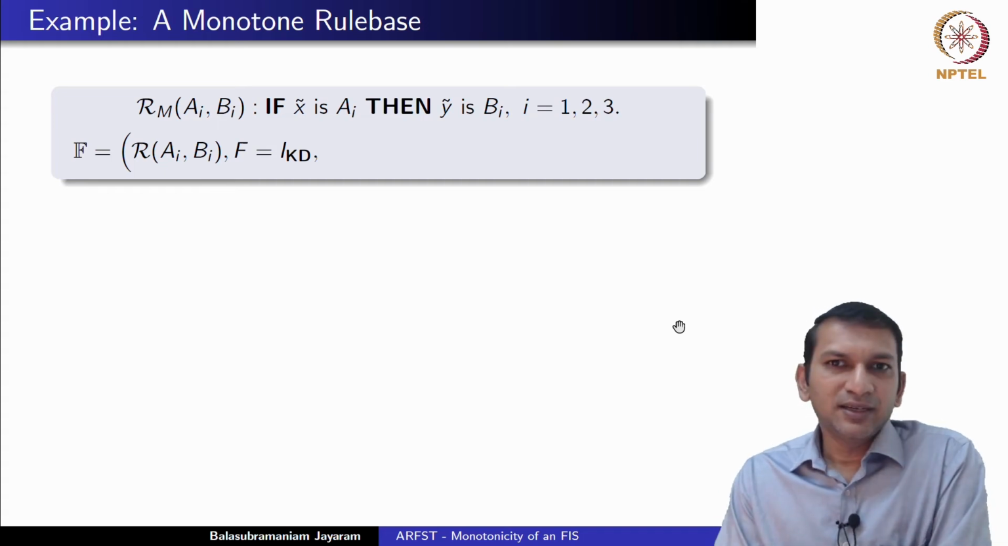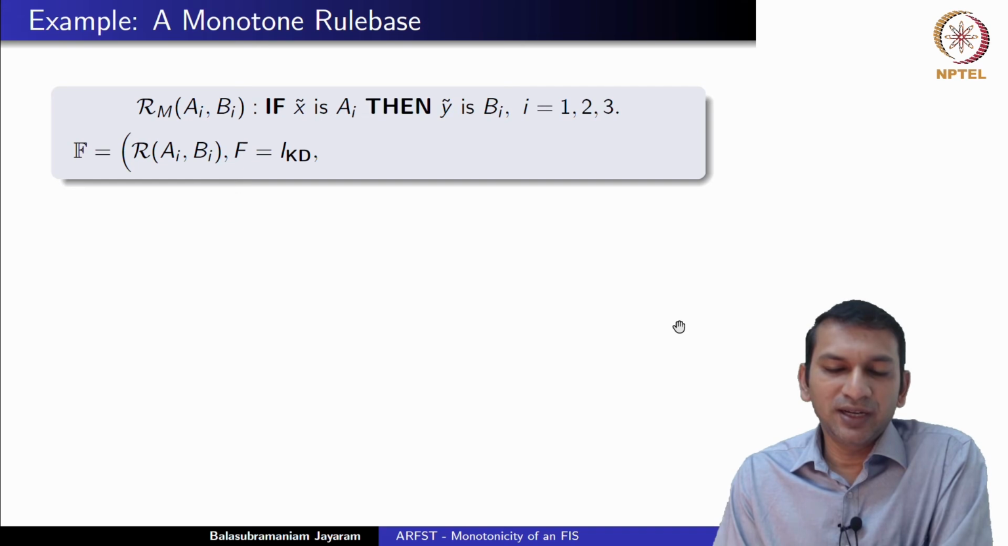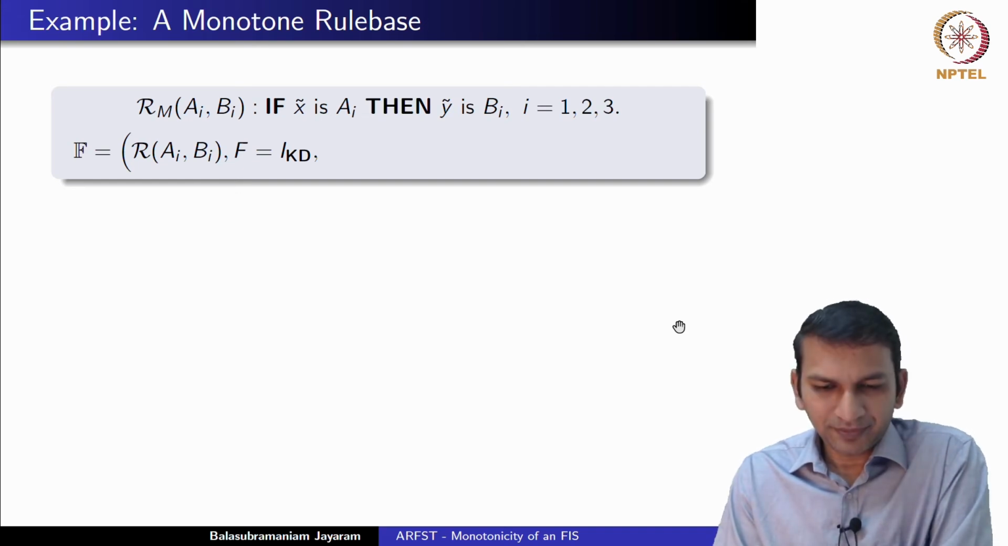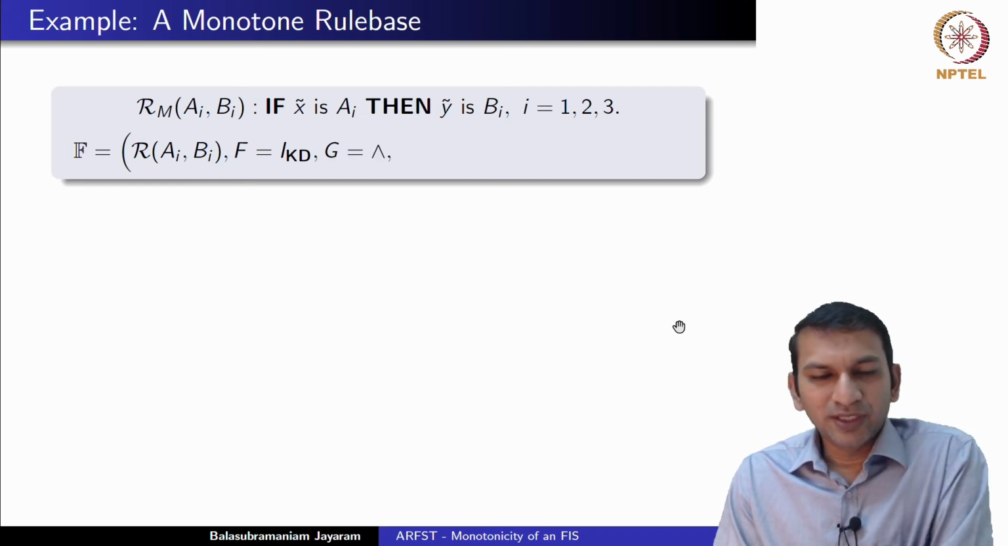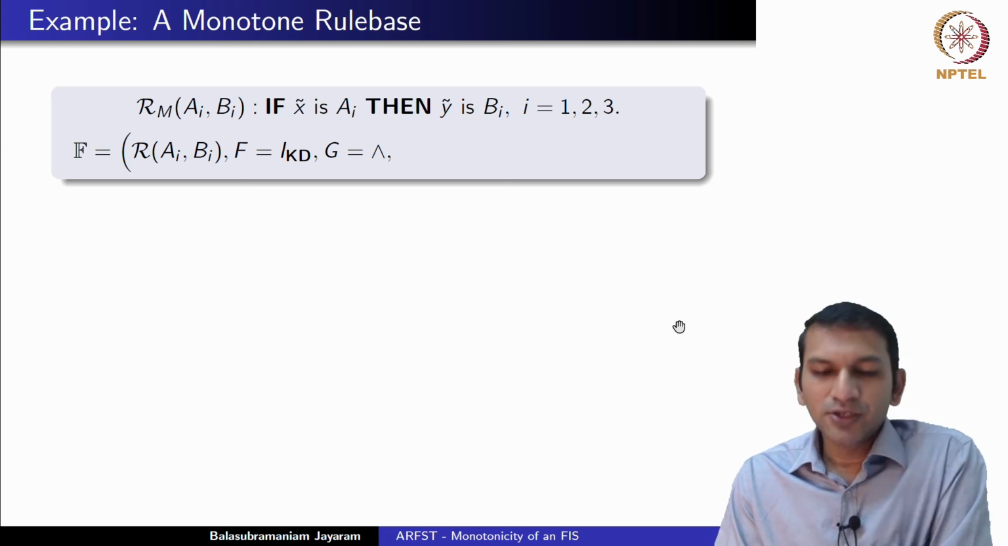For relating the antecedents to the consequence of each of the rules and obtaining the relation, let's for the moment use the Kleene-Dienes implication. And of course that means we are looking at implicative type of rules, which means we need to use a conjunctive operation to aggregate it. So let's use the minimum for aggregation.